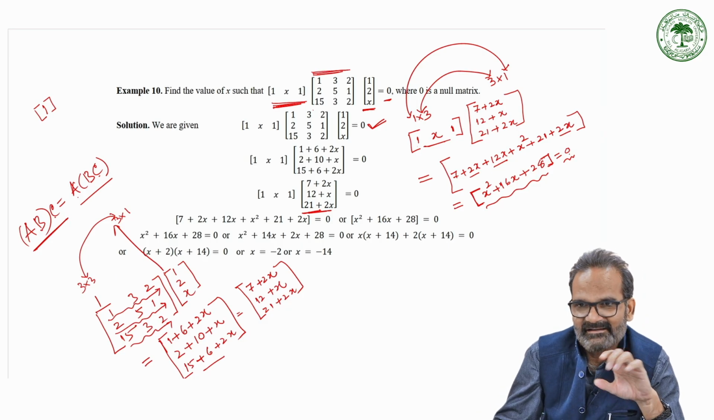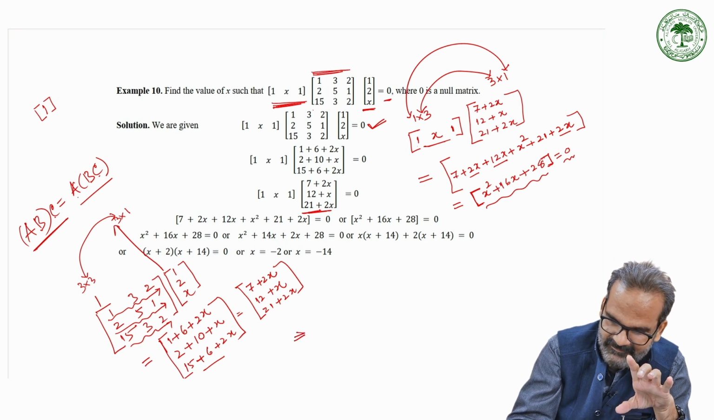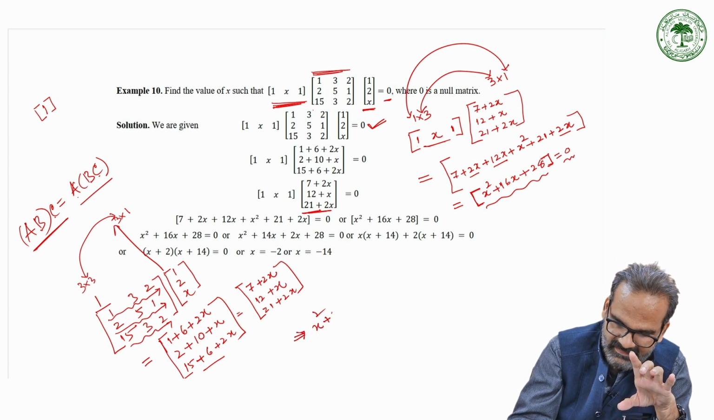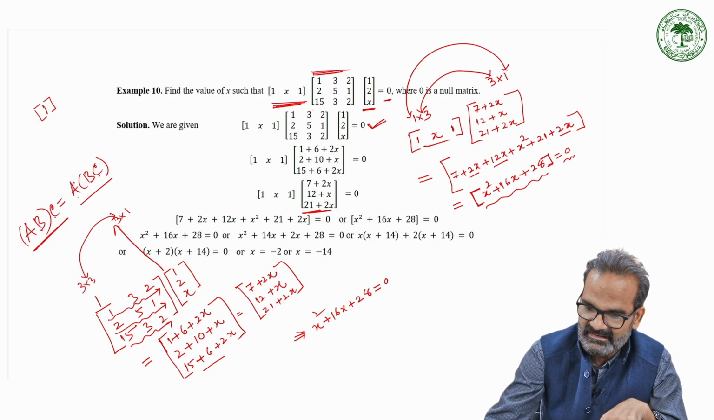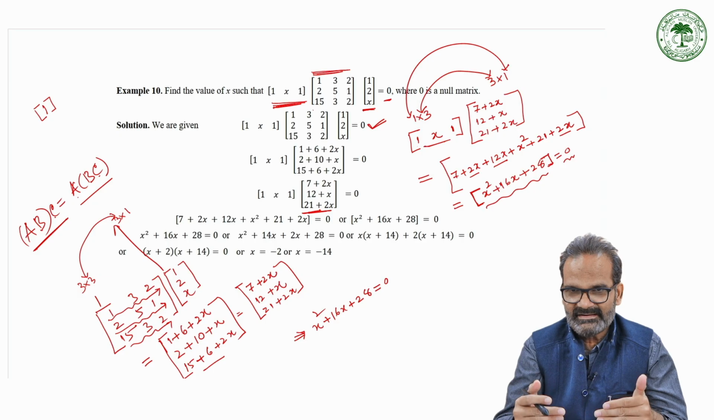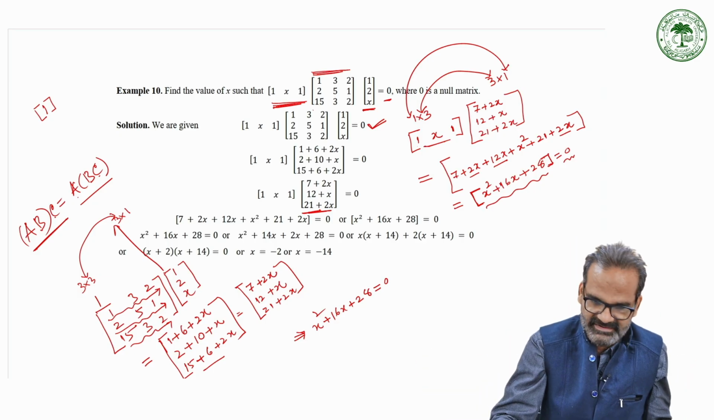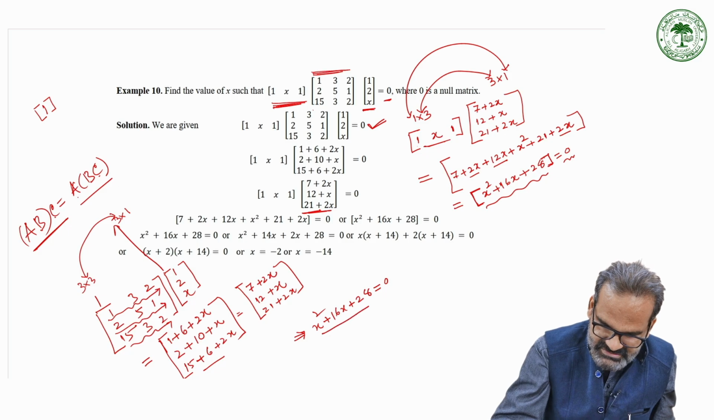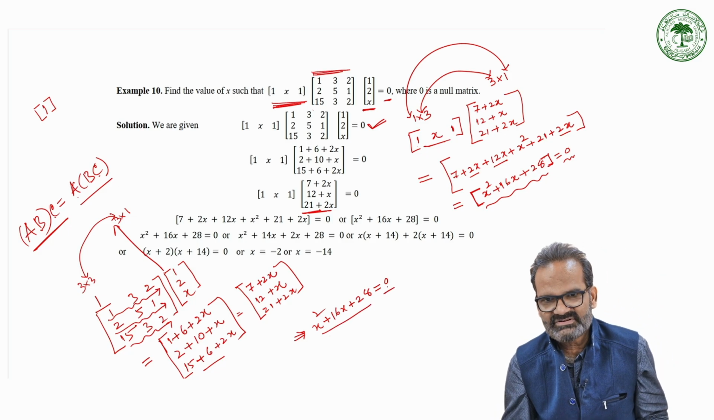It means their corresponding elements should be equal. So this will imply that x square plus 16x plus 28 is equals to 0. Now this is a number. Here it is the element of the matrix, and this 0 is a null matrix. But when two matrices are equal, their corresponding elements are equal. When we use the concept of equality, now this is an equation and this is now equals to 0. Now you can find out the solution of this equation.